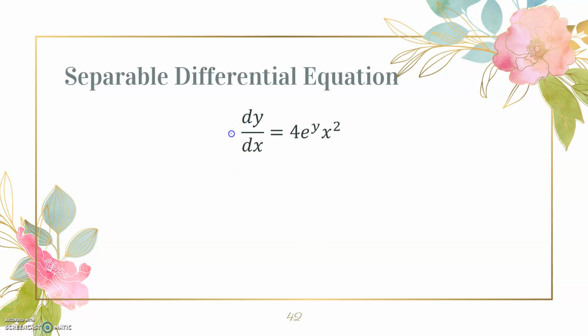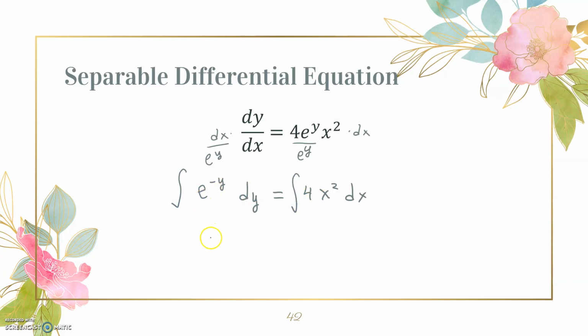We want to move dx over to the right side. And then we're also going to divide by e to the y. So since e to the y is in the denominator, I'm going to make it e to the negative y dy equals 4x squared dx. I left the 4 on the right side of the equation with the x's so that my y side would be as simple as possible. We can do antiderivatives now.